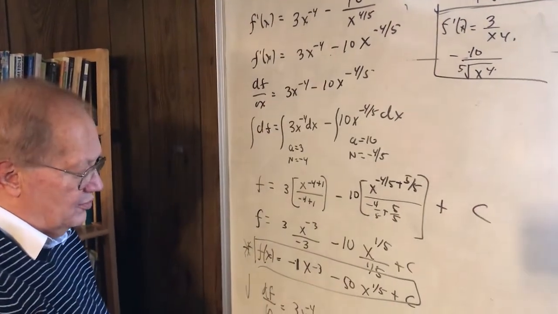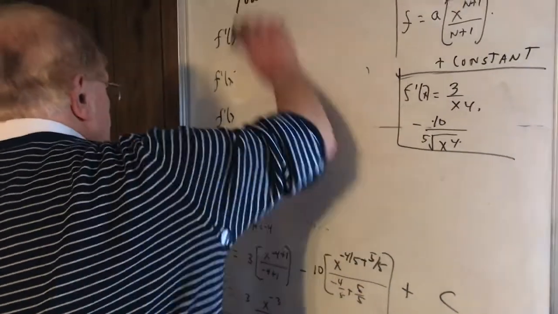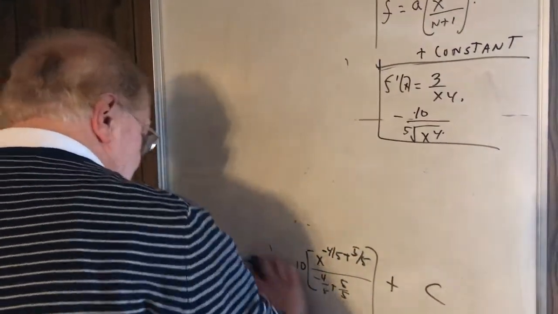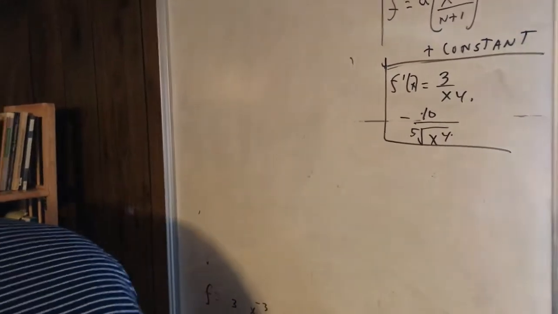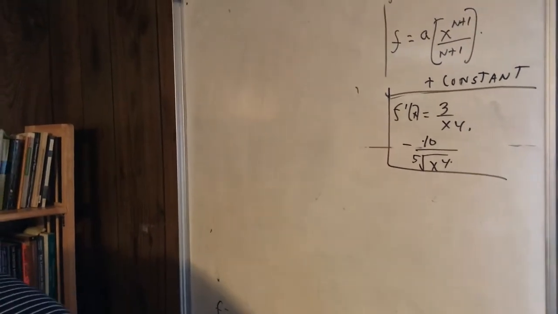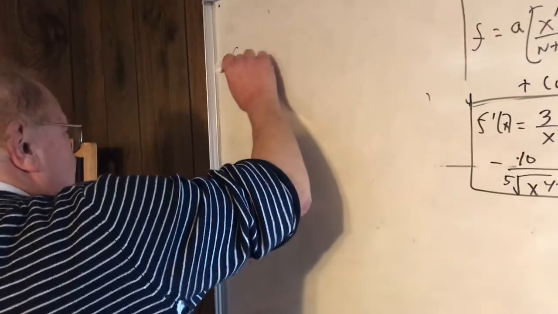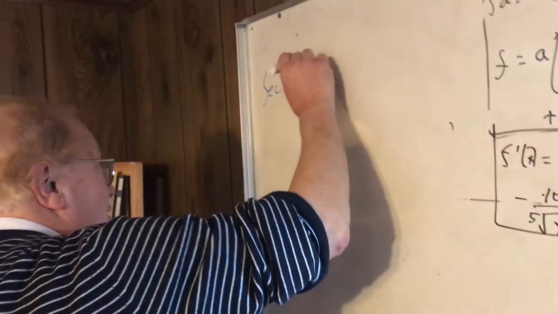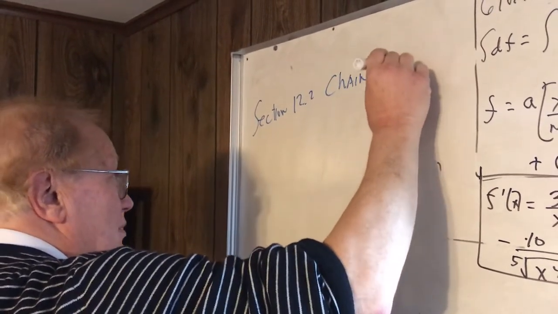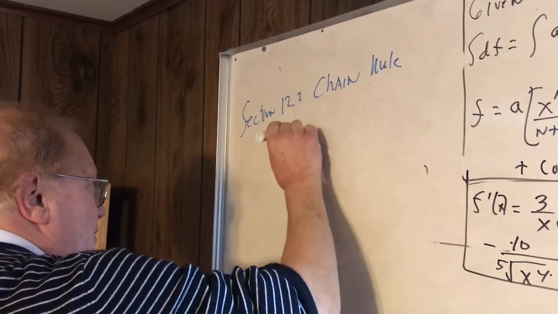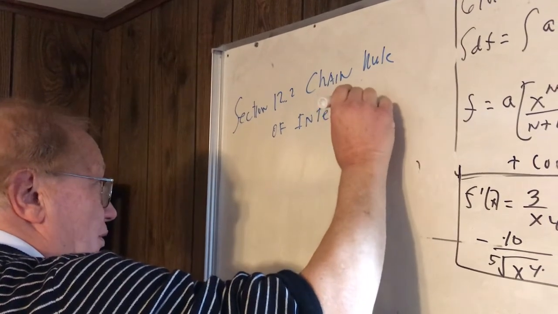12.2, which is the chain rule for integration. I can hear the groans. All right. Figured, oh, how can there ever be another chain rule? Okay. So we're going to be in section 12.2, the chain rule of integration. And I know it's indefinite, but it also holds for definite. So it's in general.